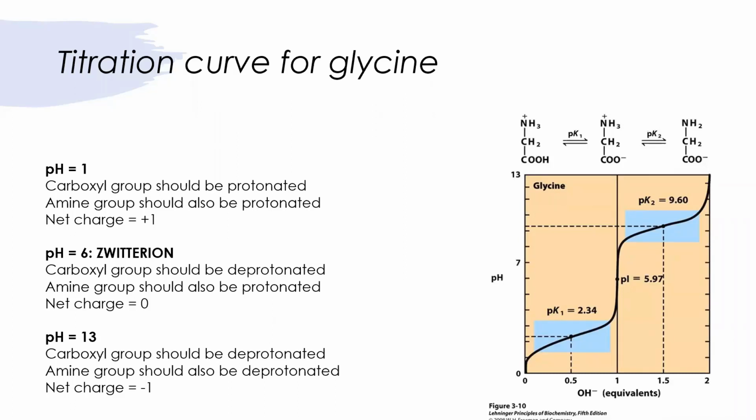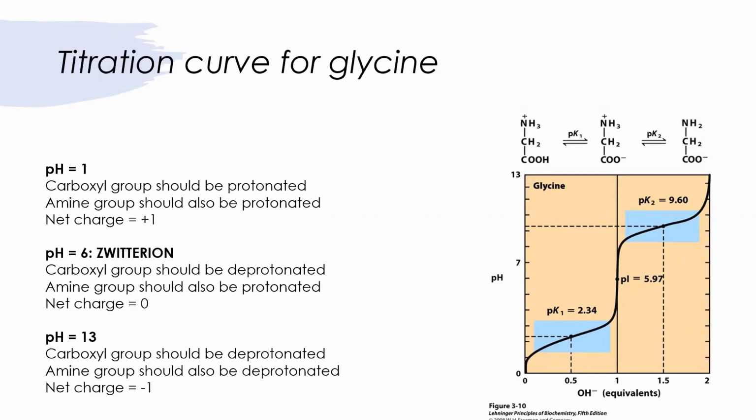At a pH of 1, the net charge for glycine is +1 because the protonated amine group carries a charge of +1 and the protonated carboxyl group has no charge. At a pH of 6, the net charge is 0 because the amine group carries a charge of +1, but the carboxyl group has been deprotonated, so it carries a charge of -1. Thus, the net charge is 0. At a pH of 13, glycine carries a net charge of -1 because the amino group has been deprotonated. So it is now neutral, but the carboxyl group still carries a charge of -1.